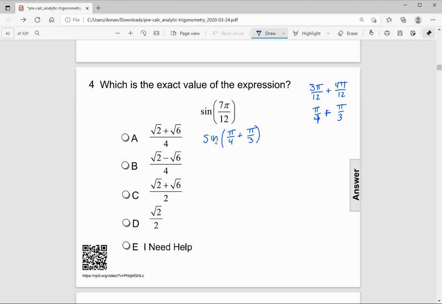Okay, so go ahead and plug that into the formula. Sine of A, cosine of B, plus cosine of A, sine of B.